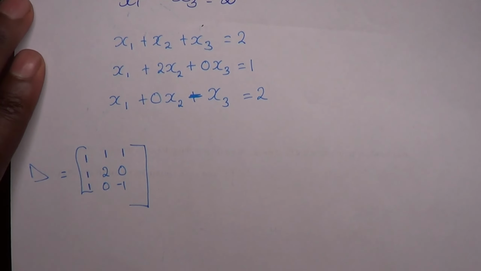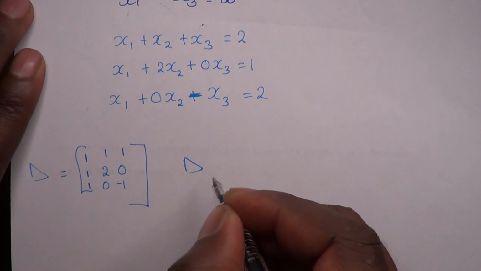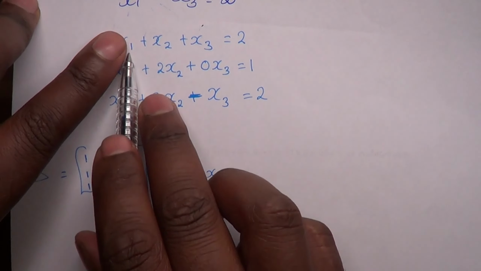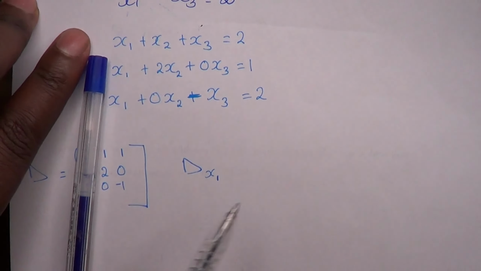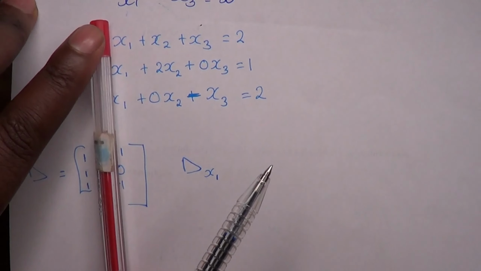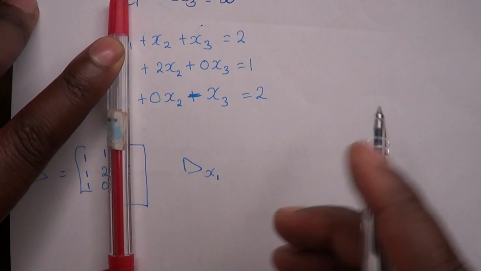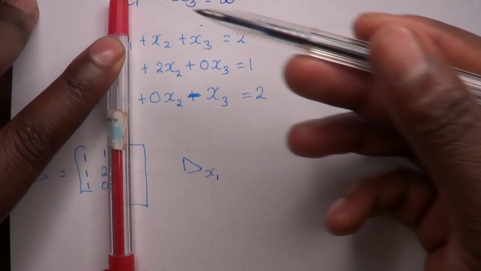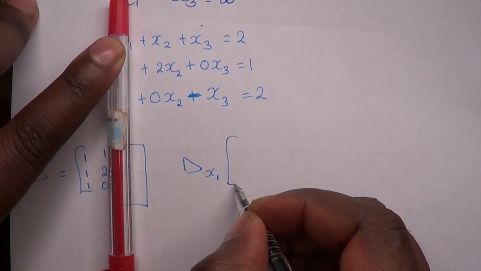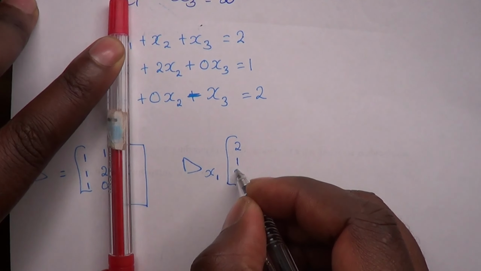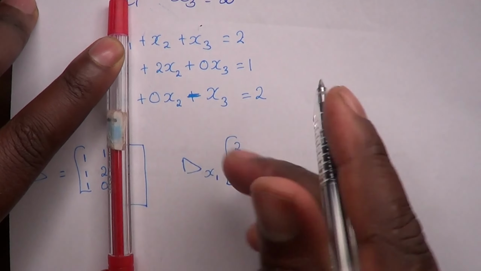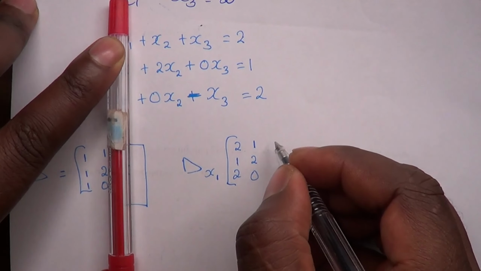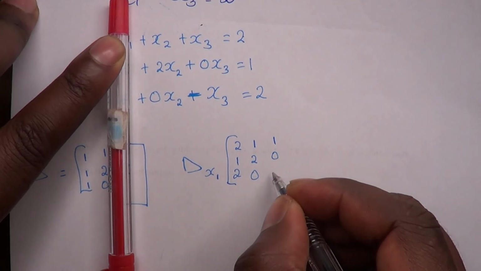So the second one is Dx1. Now I need to replace the x1 column with the constants, so I remove it and replace it with 2 1 2. So it will be 2 1 2, then the x2 column, that is 1 2 0, and the last one, that's 1 0 negative 1.